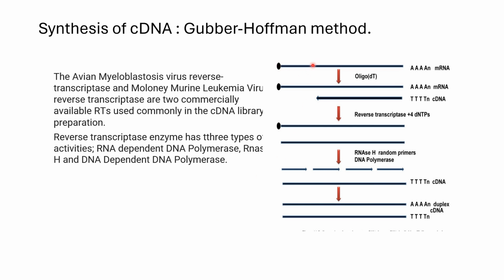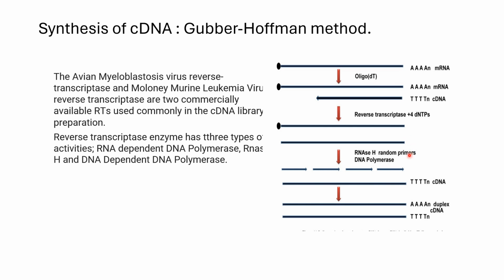So this is the mRNA molecule with the poly A tail, 5 prime, this is 3 prime, and oligo-dT primers are added. Then in presence of the enzyme reverse transcriptase and the four deoxynucleotide triphosphates, the first strand is synthesized. So here this is the hybrid RNA-DNA molecule, that is the mRNA-cDNA hybrid molecule.